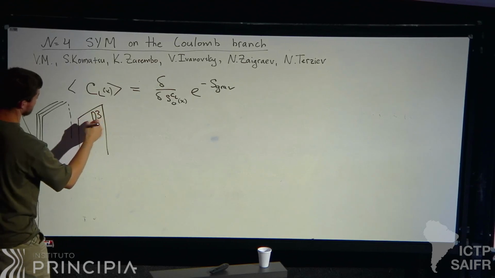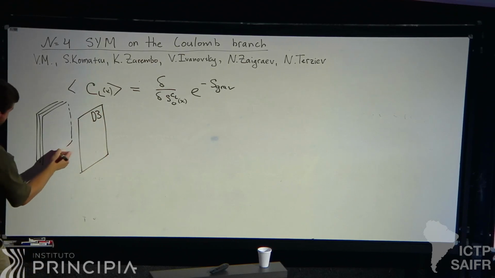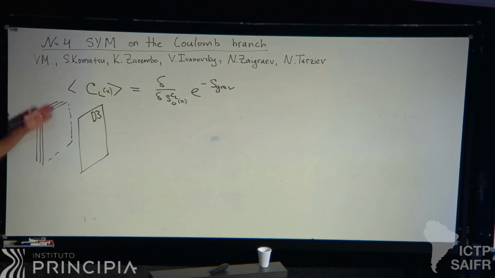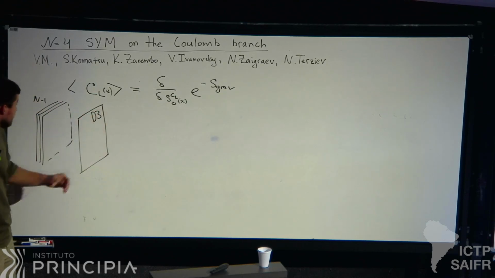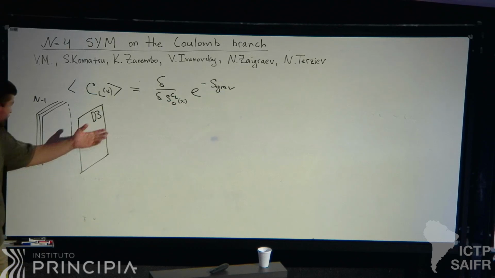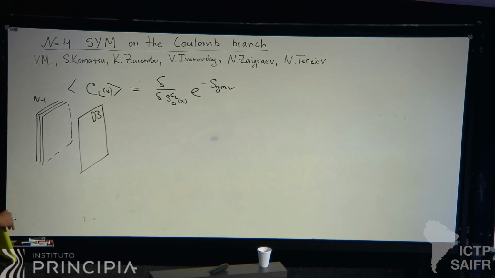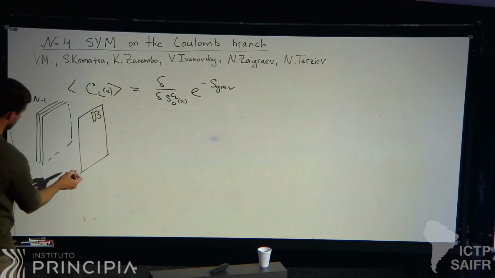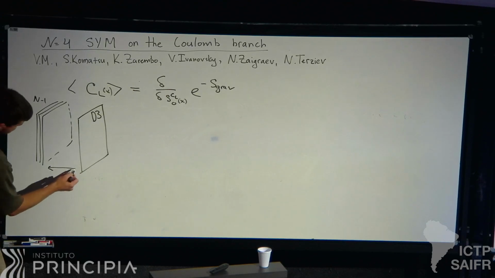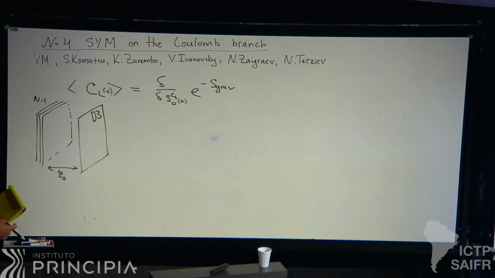So this is a single D3 brane, and it's placed parallel to the initial N-1 branes. This brane does not change the AdS5 x S5 background, but acts as a probe, similarly to the D3, D5 setup. And what we need to do now is only to match the distance at which it's located to the vacuum expectation value.